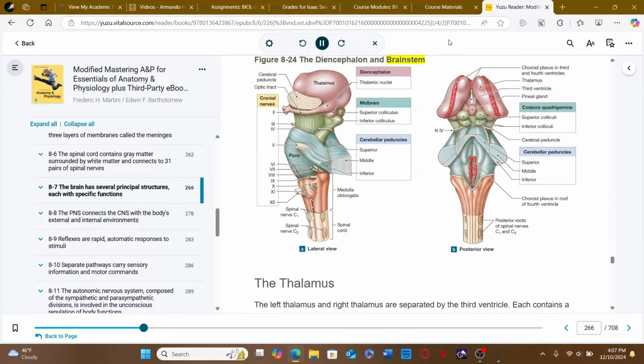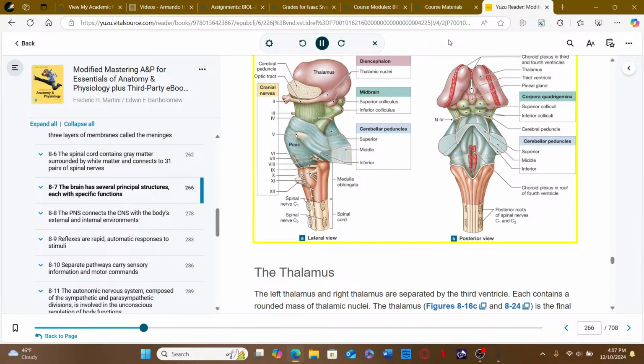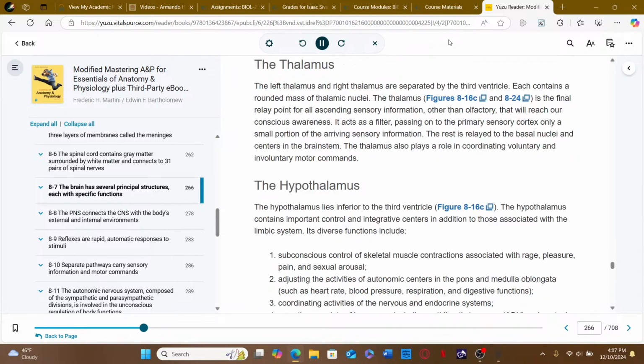Figure 8-24. The diencephalon and brainstem. Structures of the diencephalon and brainstem. Figure 8-24. Full alternative text.